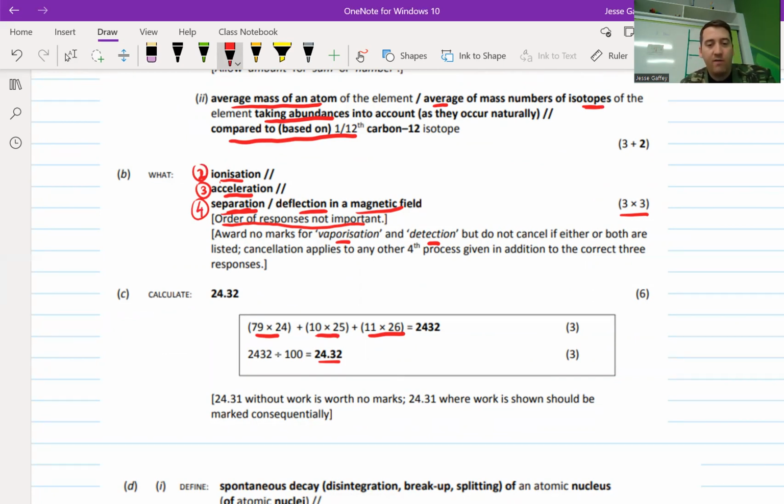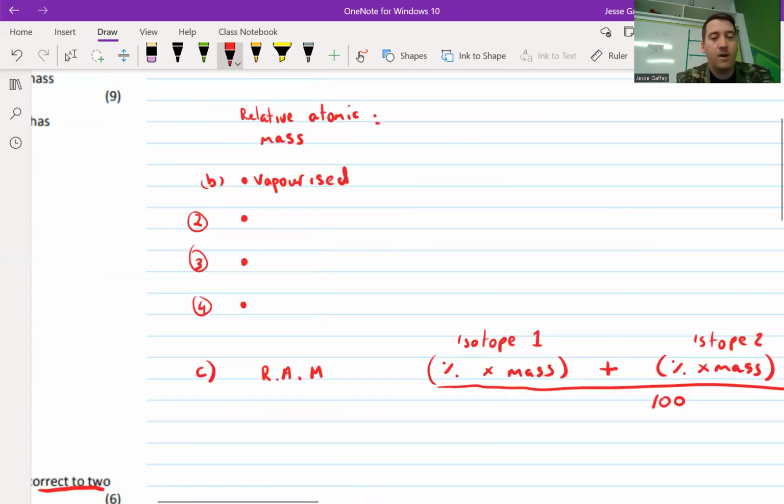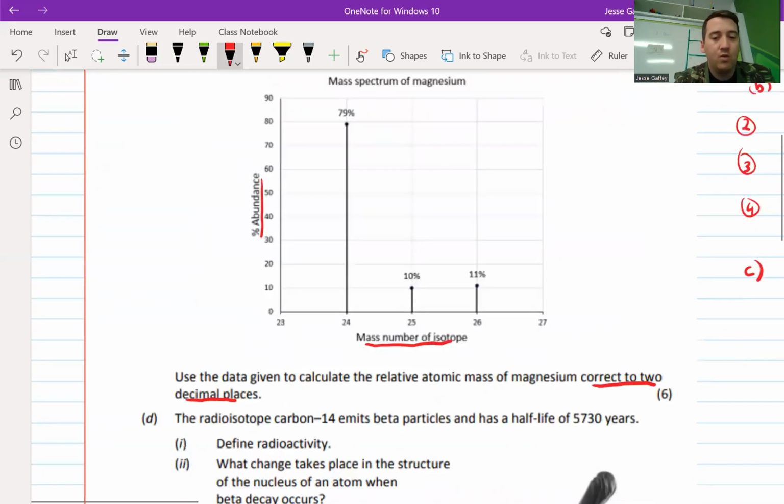Notice in here it says 24.31 is without any work shown. If you don't show any work, you just did it on the calculator and you got 24.31, you get no marks. So this is the importance of showing your work. 24.31 where work is shown should be marked consequentially. So you'll get most of the marks for that if you've shown the work. So really important to show the work. All right, back to this.